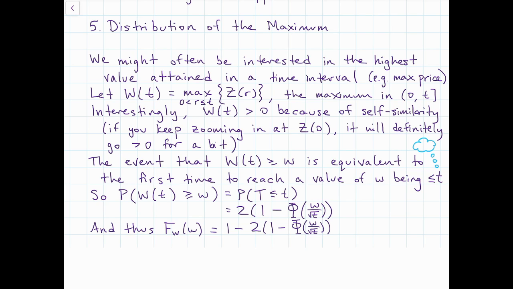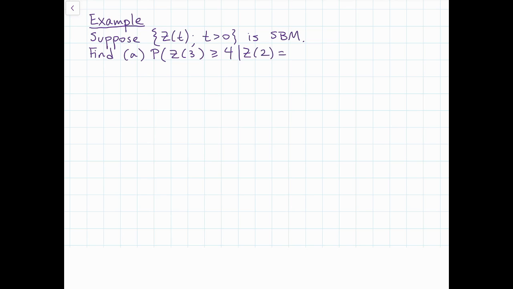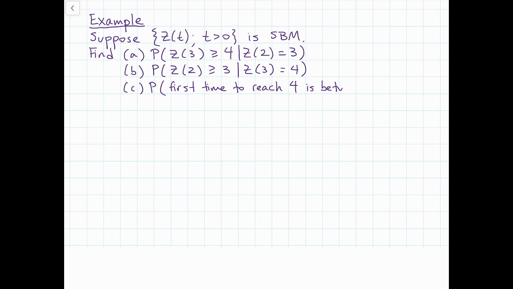All right, let's take all of these properties and put them into practice with one big example. Suppose we have a standard Brownian motion process, Z of t, where t is greater than 0, and I want to find 4 things. First of all, the probability that Z of 3 is greater than or equal to 4, given Z of 2 is equal to 3. Second of all, the exact opposite, Z of 2 is greater than or equal to 3, given Z of 3 is equal to 4. Third, the first time to reach 4 happening between time 2 and time 3. And finally, that the maximum by time 3 is less than or equal to 4.